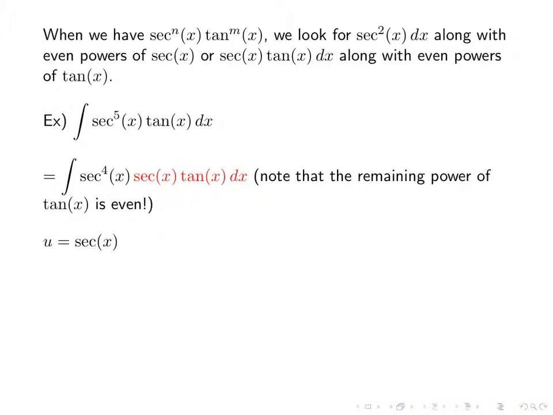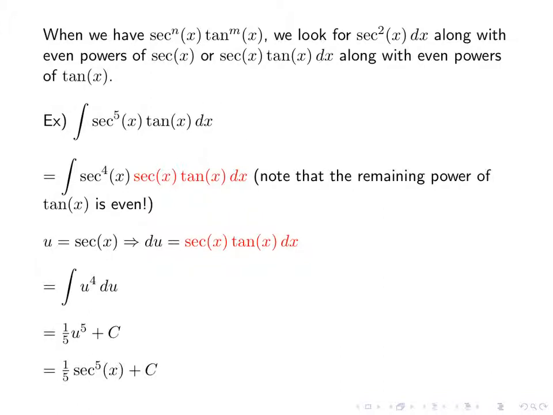So we're going to let u equal secant x because du is then secant tangent dx, right? So they are the same. And then replacing, using substitution, we get the integral of u to the 4th du. Then we integrate, and then we replace back what u is. So we get this really nice 1/5 secant to the 5th x plus your favorite constant. And if you differentiate it, you will get exactly what we have in the integrand.